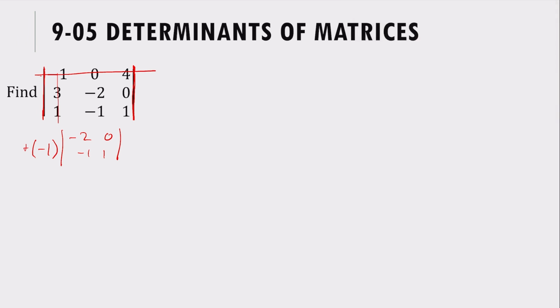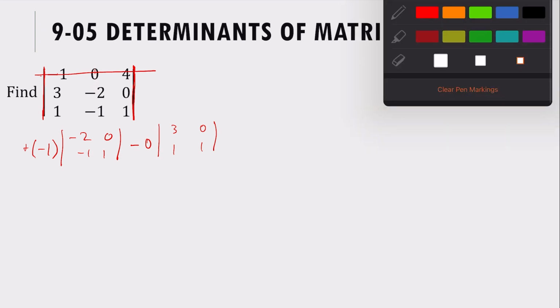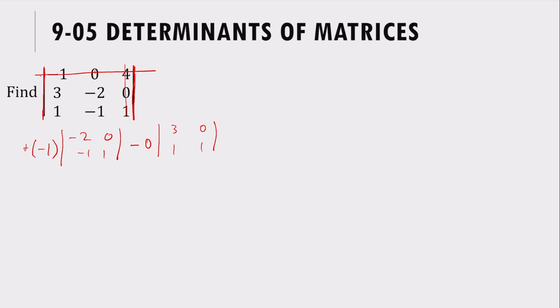Okay, then we move down our row or column, cross out the next. Our next sign, it was a plus, now it's a minus. We cross out the 0, and the numbers not crossed out are 3, 0, 1, 1. Then we move down our row again. So that's a 4, and that's a plus 4, because it goes plus, minus, plus. And the minor, what's not crossed out, is 3, negative 2, 1, negative 1.